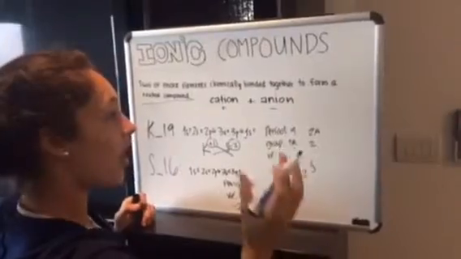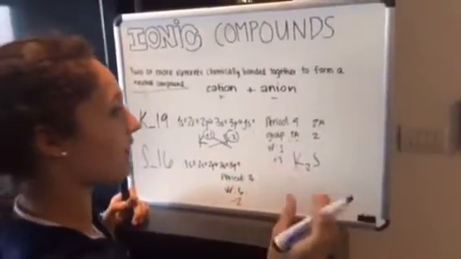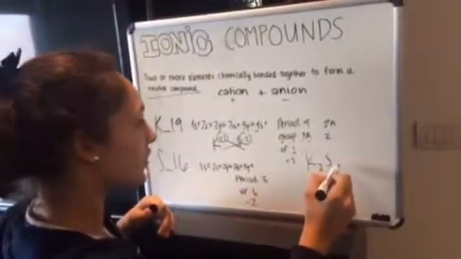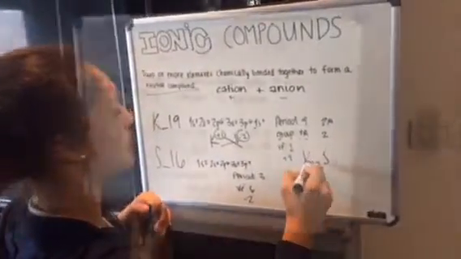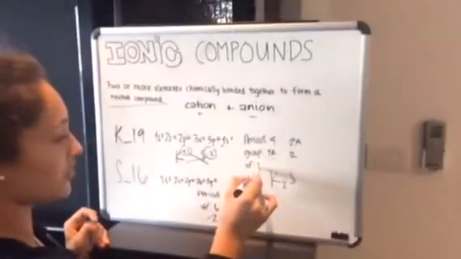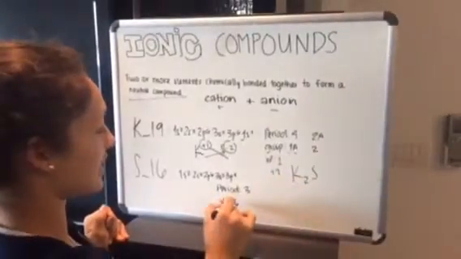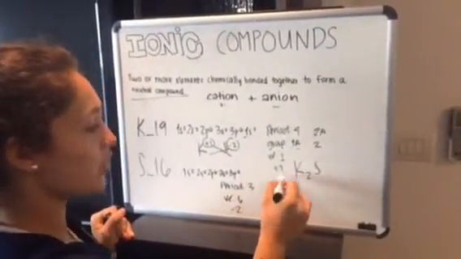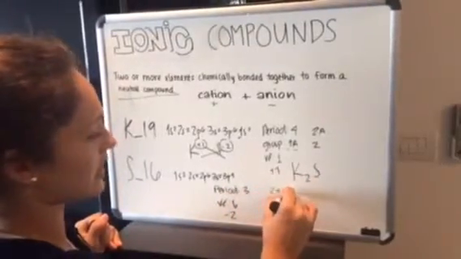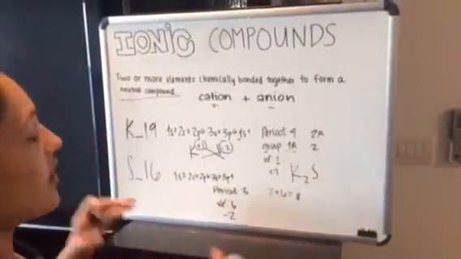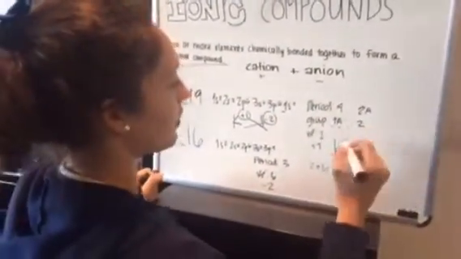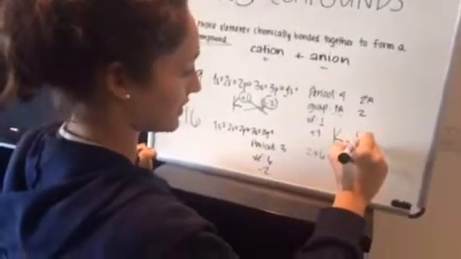Remember that all the elements are trying to get to 8 valence electrons, because it's like their goal. So here, to get to 8, they use 1 sulfur and 2 potassium. 2 potassiums because 1 potassium has only 1 valence electron and a sulfur has 6. So if you use 2 potassiums, you have 2 valence electrons, and then you have 6 in the sulfur. Plus 6, it gets us to 8. That's why they get together, and that is making a neutral compound. So right here, we would have K2S.